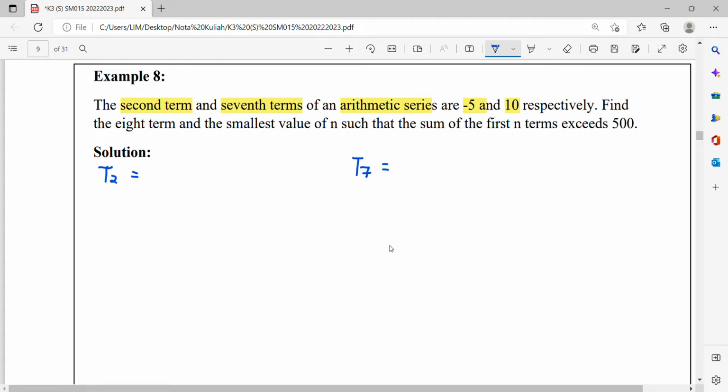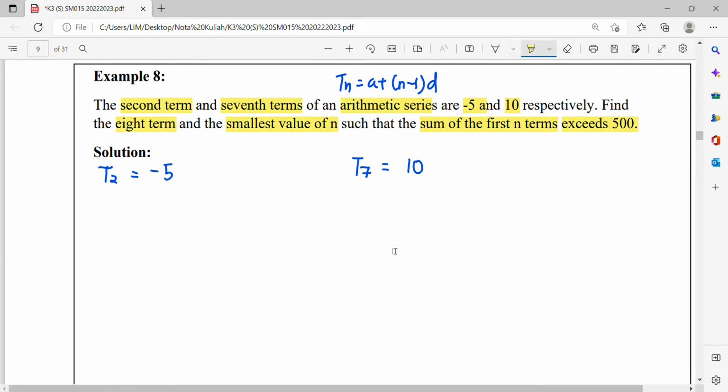Arithmetic sequence means we can use Tn equals a plus (n minus 1)d. This is the arithmetic sequence formula. They are -5 and 10 respectively, so -5 is for T2, 10 is for T7. We have to find the 8th term. So this is our first task, find the 8th term, and the second task, find the smallest value of n so that the sum of the n terms exceeds 500.